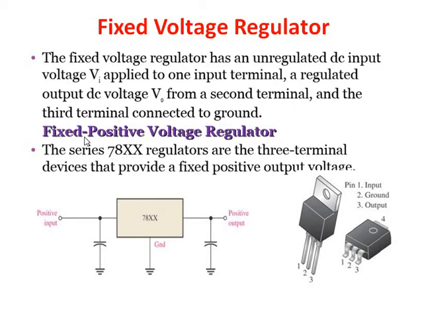So here we consider the fixed positive voltage regulator, that means the IC series is 78xx. So the 78 type regulator has 3 terminals. One is input, one is ground or a common terminal, and the third one is the output terminal. Here we apply the positive input voltage, which is the unregulated DC supply. Here we get the positive DC output voltage, which is the regulated DC voltage, and the output voltage depends on the series of the 7800 types.